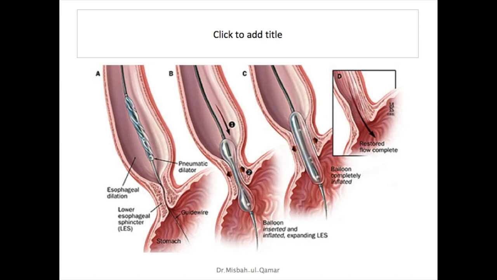Now, achalasia is treated with balloon dilatation and antispasmodic drugs. And this figure gives you a simplified version of the balloon dilatation.